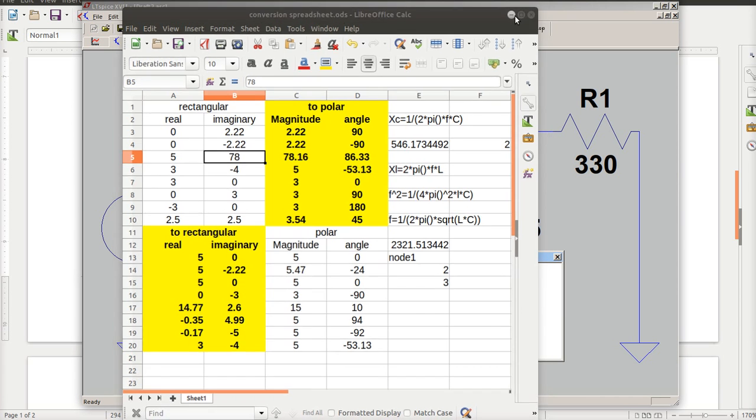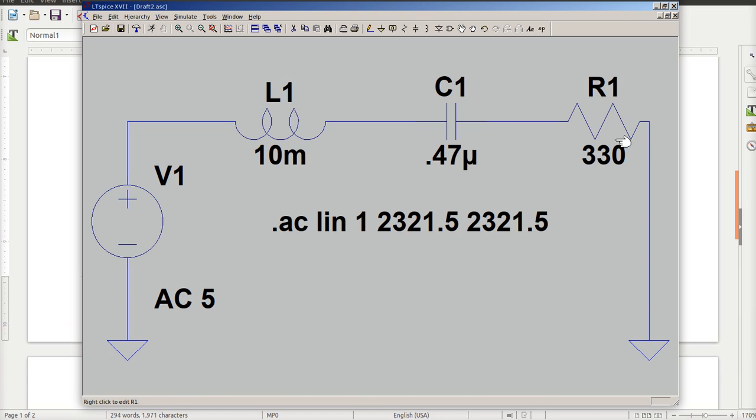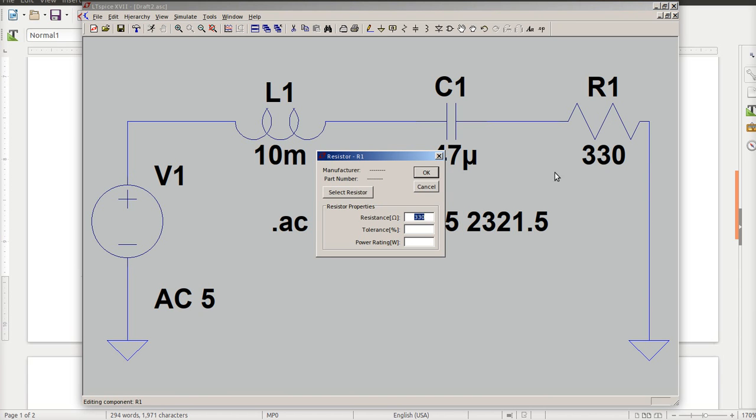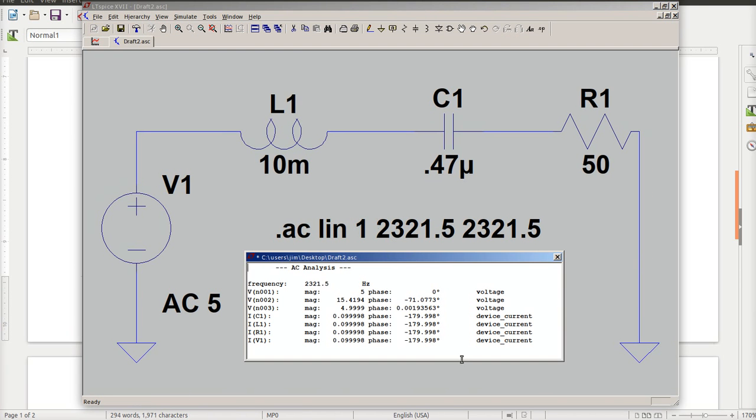So let's minimize that. Close that. And just for fun, let's go down to about 50 ohms. Now you can't build a 50 ohm circuit. Okay, you can't do it. But the nice thing about all these simulations is you can. And what you notice here is I'm going from 5 to 15 volts here. So 5 angle 0, 15 angle 71.